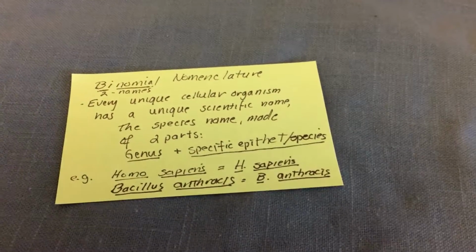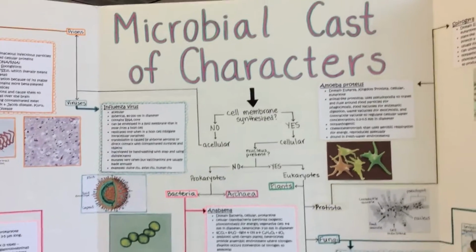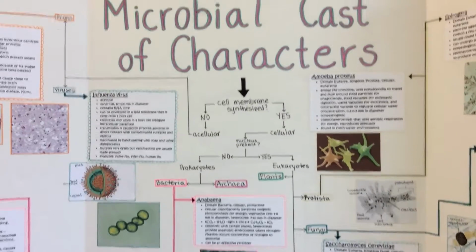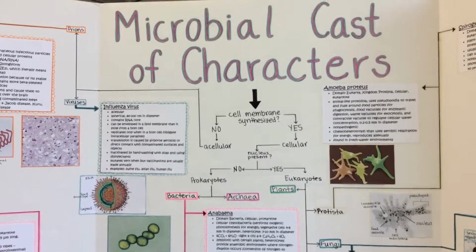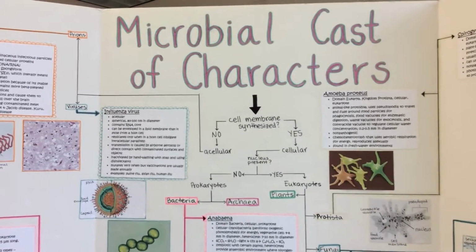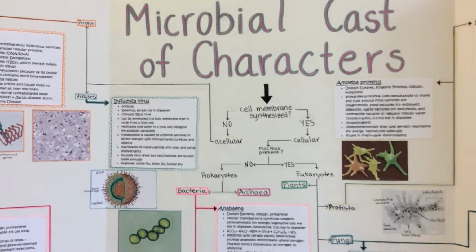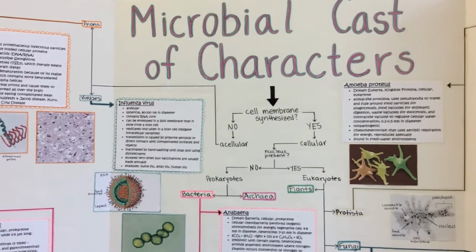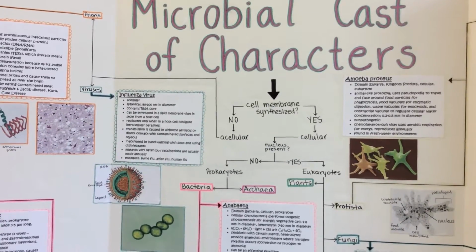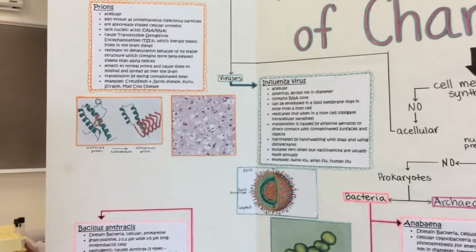Okay, so we're next going to move up. This is a great concept map that one of your colleagues a few years ago put together, the microbial cast of characters. And you can see it's organized somewhat similar to your cast of characters handout. So we're first going to look at the acellular microbes, and remember, we know they're acellular because they can't synthesize a cell membrane. So if we ask, can they synthesize cell membrane, the answer is no, we know they're acellular. And our two examples are the prions.